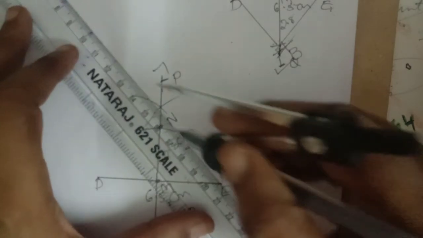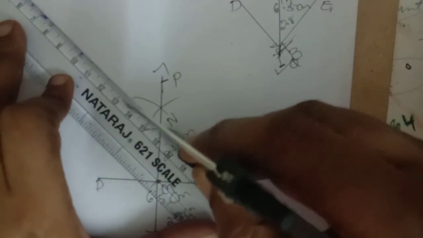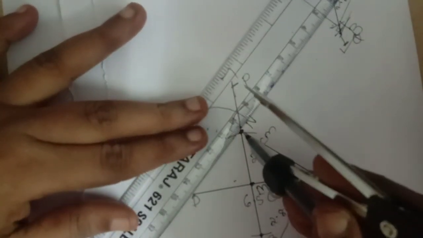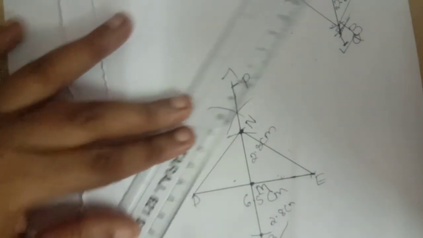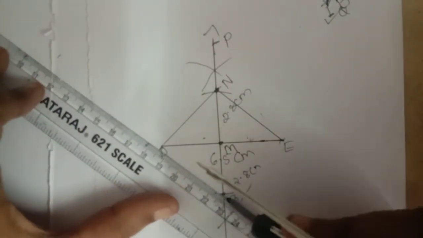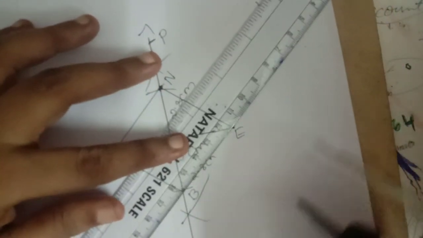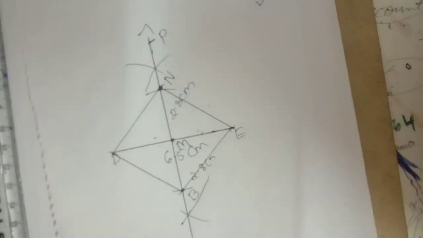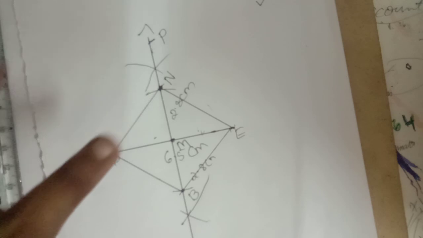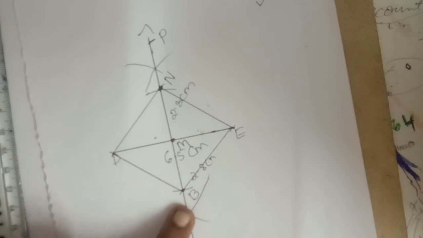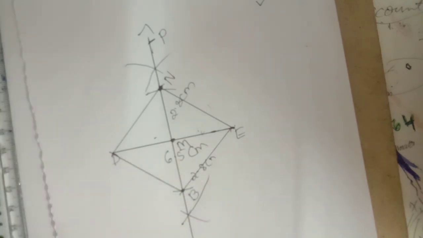Then joining. In which way joining? E to N points are joined and D to N points are joined. Then next B to D, and B to E points are joined. This is our rhombus; in this way the construction. Measuring them, DN and NE are equal measurements, and DB and BE are equal measurements. In a rhombus, all sides are equal.